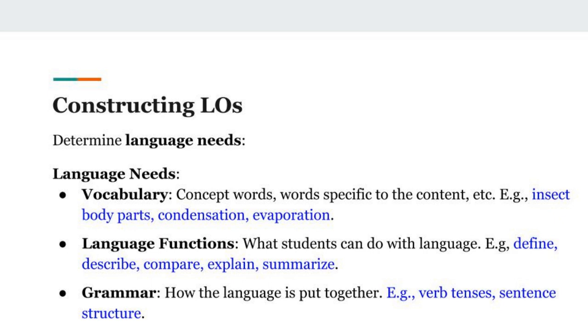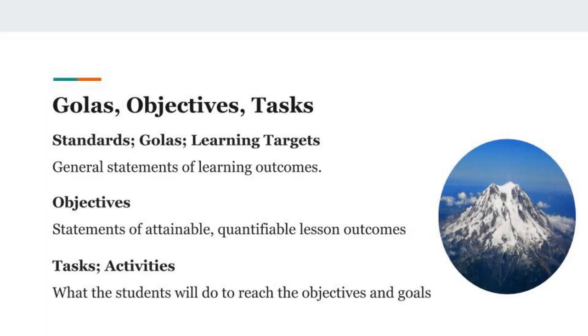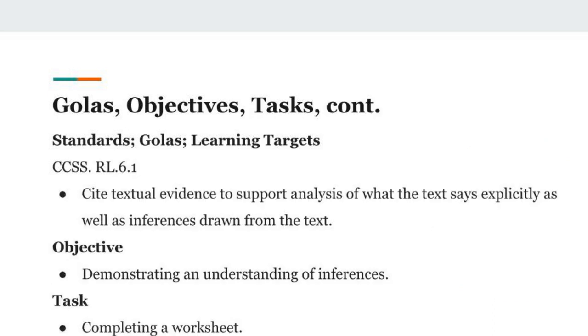So you identify a key language function generally when you construct your objective. After you identify a key language function, you need to identify one essential learning task. And as you remember from the previous slideshow, tasks or activities are what students will do to reach the objectives. For example, completing a worksheet on inferences was a task that the teacher could employ to help the students meet the objective of demonstrating an understanding of inferences.